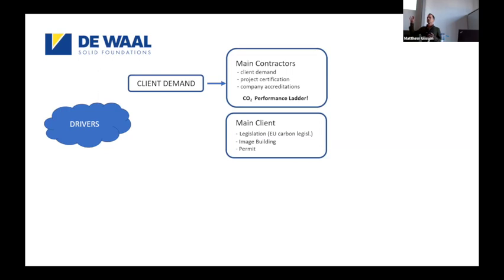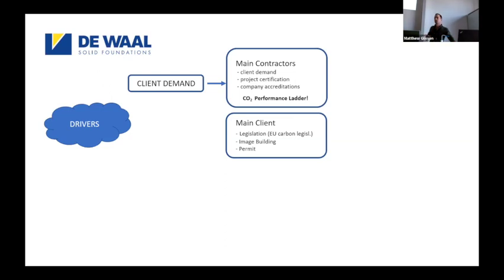And they have their own drivers. Like, the main private client wants to build something. To build it, he must get a permit. To get a permit, he must make commitments to legislation, and he must make commitments to the world around the project, being environment and the people that live there. Now, to fulfill these commitments, he needs the contractors to cooperate. And that's how it comes back to us.